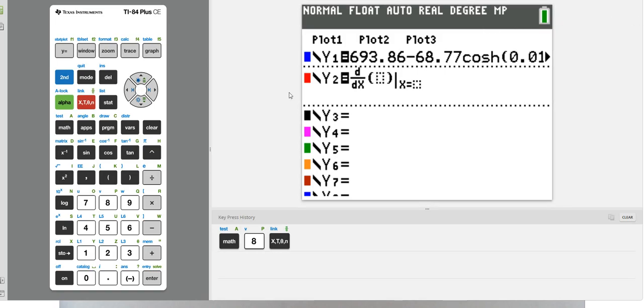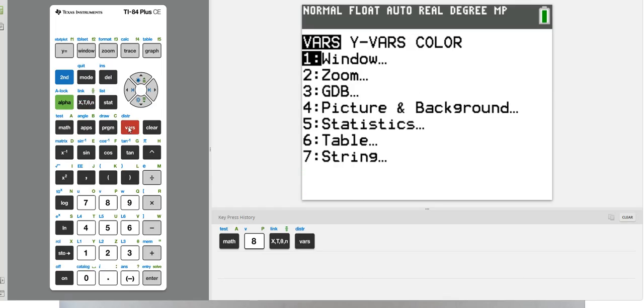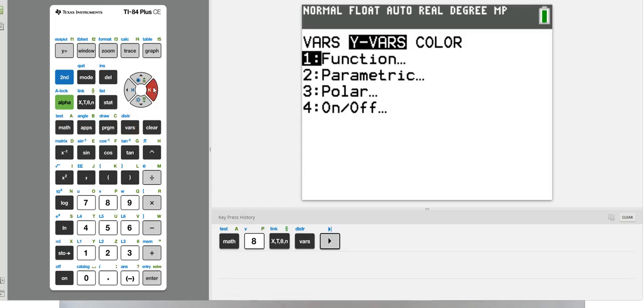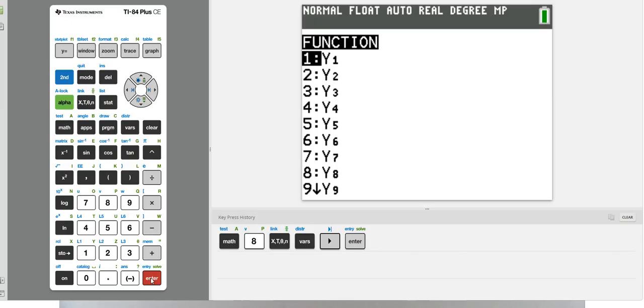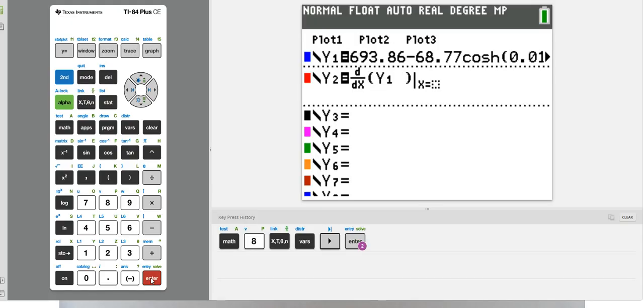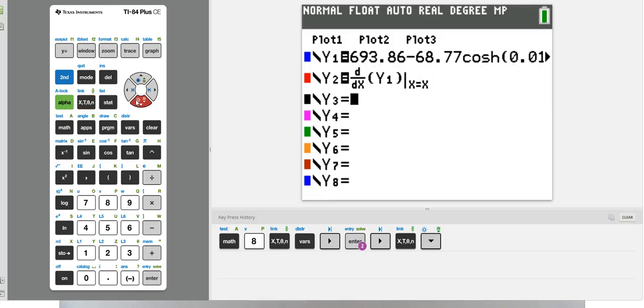The workaround to typing it again is to go to the vars key, and then you see y vars, so go to the right. The first one there is function, and it says, what function do you want there? Well, the function that I want there is what was in y1. So we'll press enter, go over to the right one more, and put in x here. So now you're taking the derivative of y1, and we got everything set.